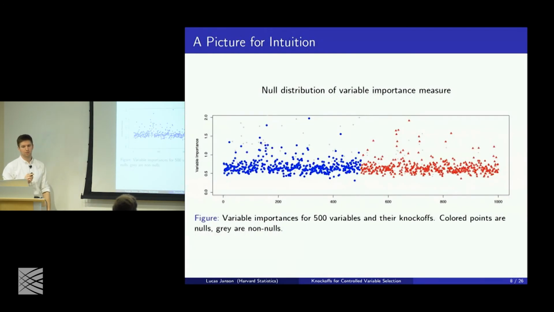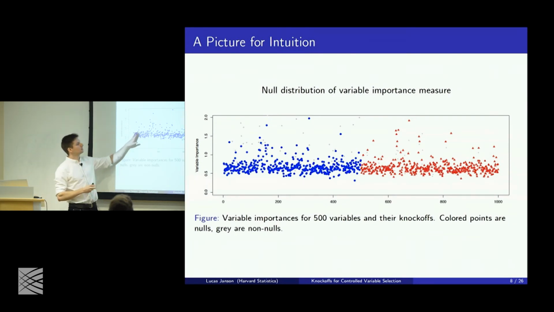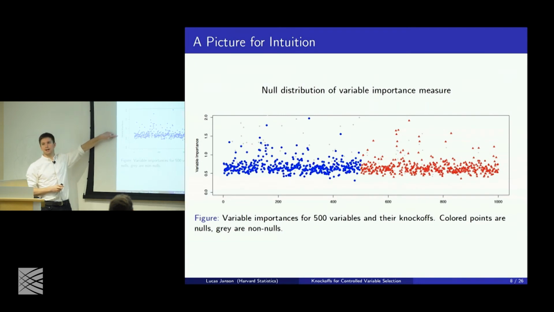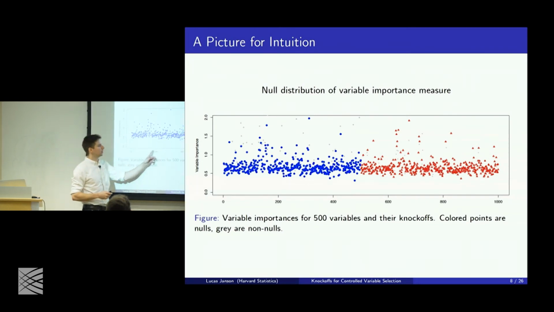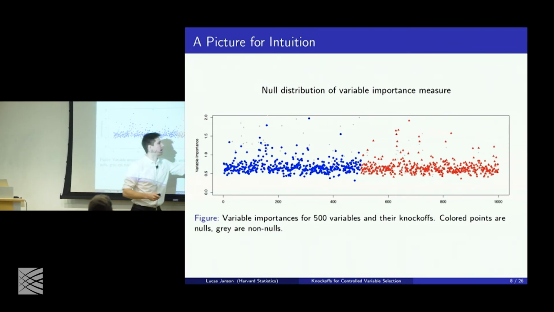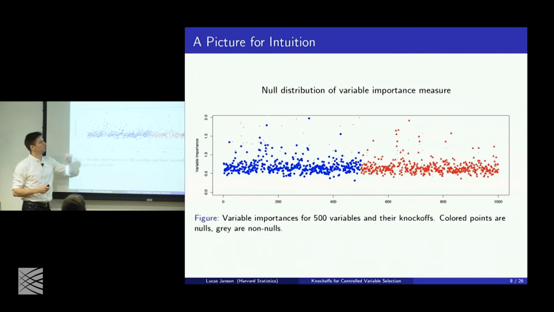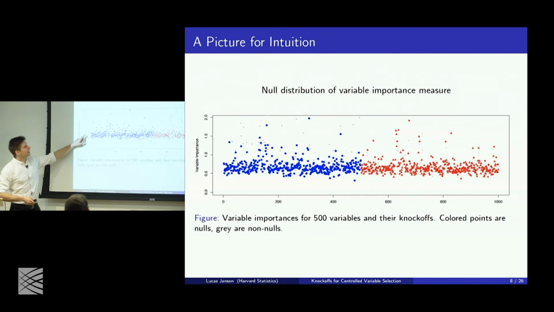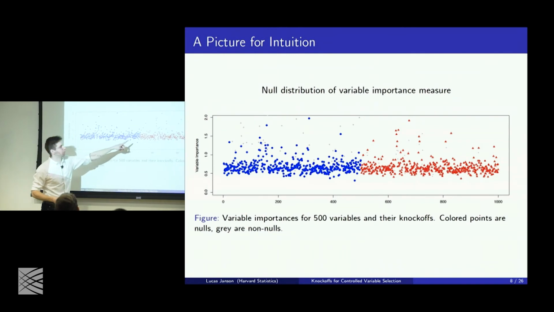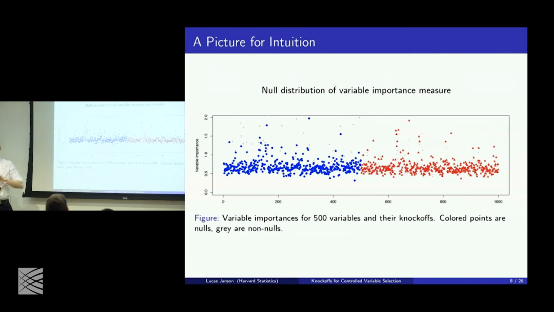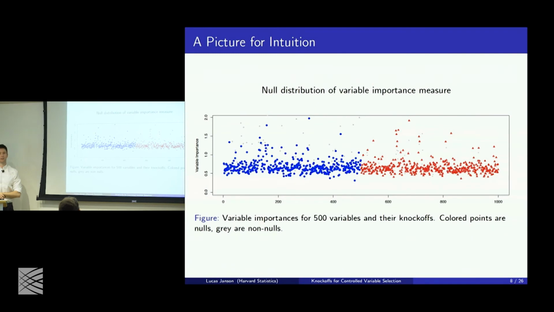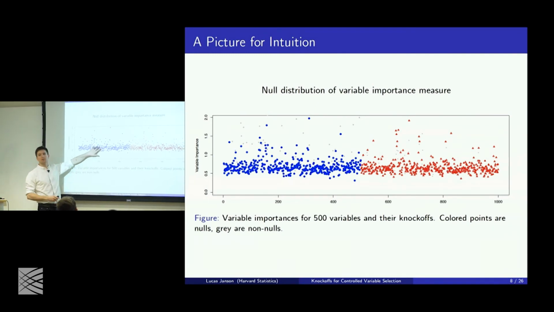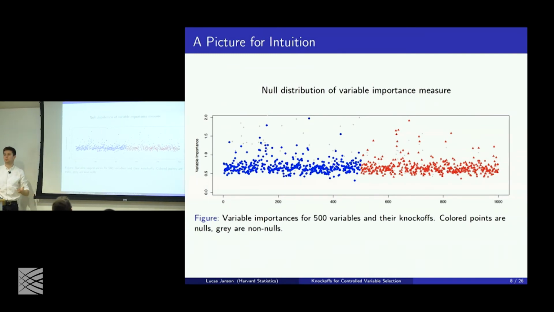All right. So one last picture for intuition before I go into the steps. This is a picture where I have variable importance on the y-axis here, and I have 500 variables and 500 knockoffs, in blue and red. And you'll see that I have little gray dots here and blue dots and red dots. The gray dots are the non-null variables in this case. And what we're going to focus on is the null variables, because if I want to control a type 1 error rate, what I need is something about the null distribution of these variable importance measures.